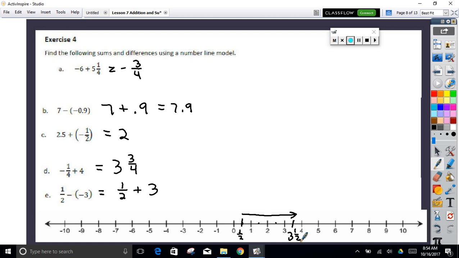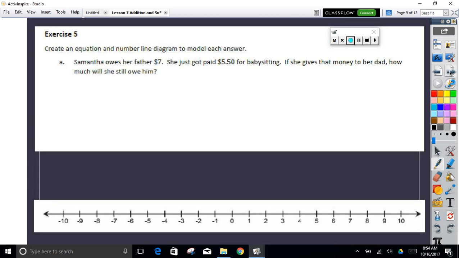Okay, did anybody go on to exercise 5? Okay, some of you did. The bell's going to ring, so I do want to just go over these together. All right, Samantha owes her father $7. She just got paid $5.50 for babysitting. If she gives that money to her dad, how much will she still owe him?